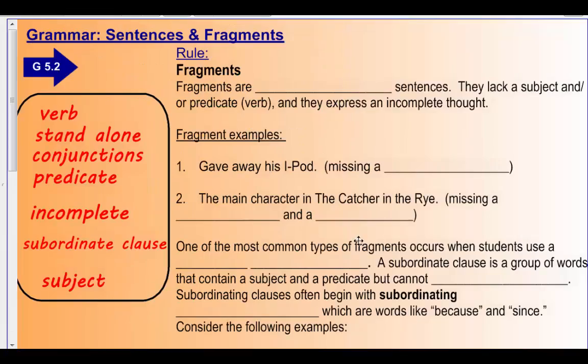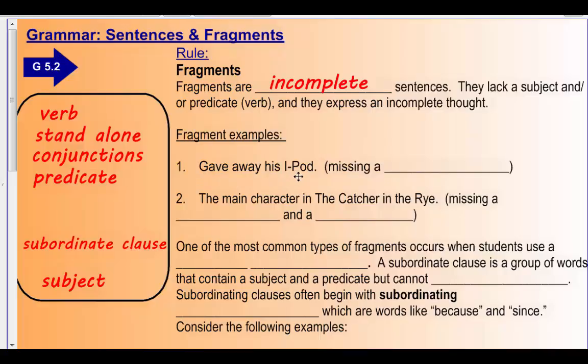On the back side, when we think about fragments, it's kind of the opposite side of a full sentence. Fragments are incomplete sentences. They lack a subject and/or a predicate. They're missing one part or the other or both. They express an incomplete thought.